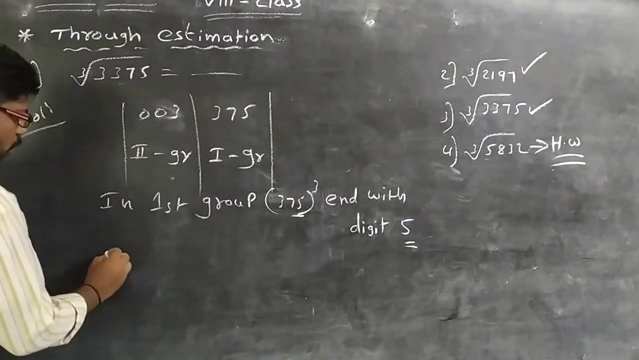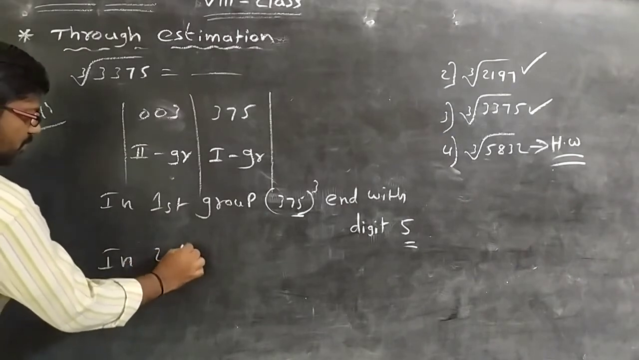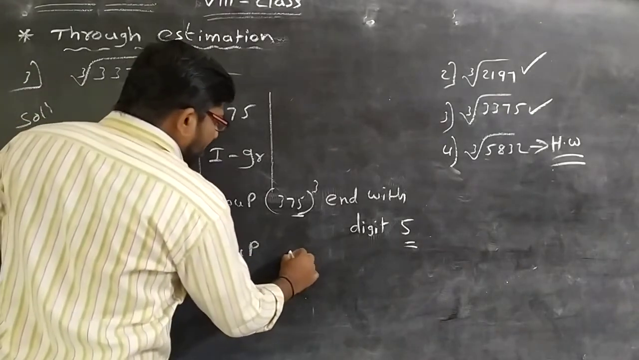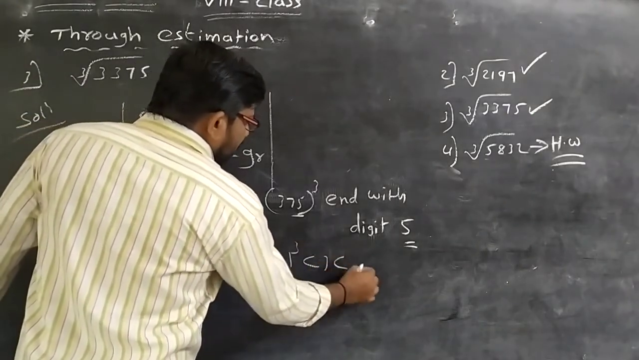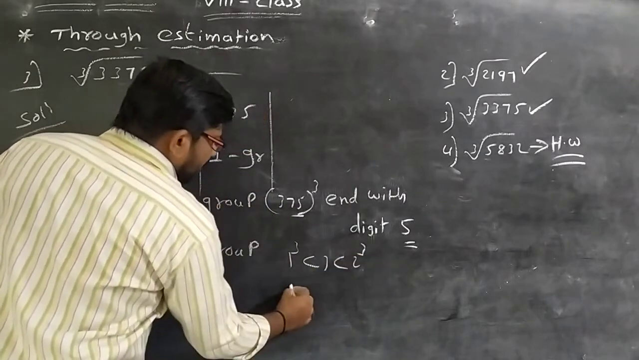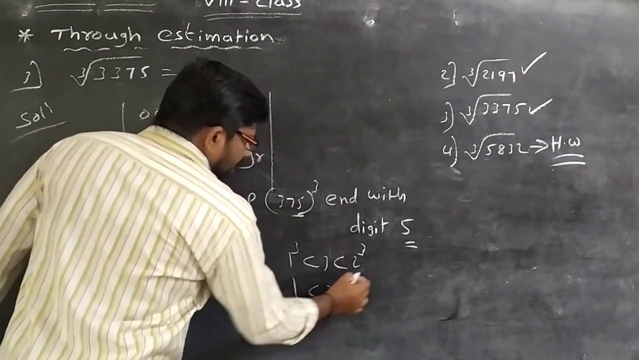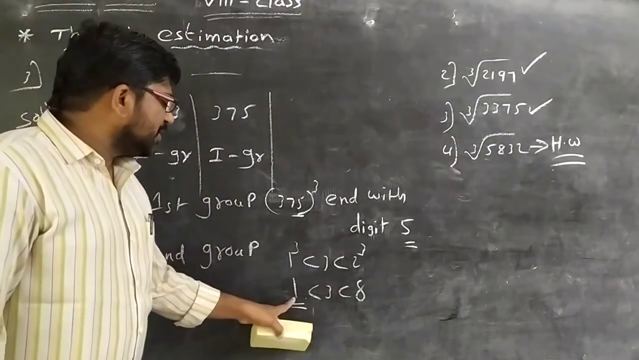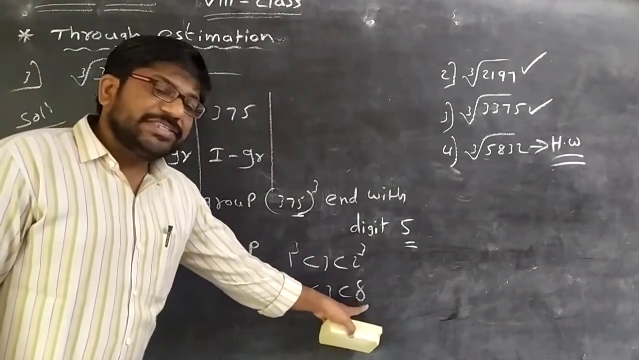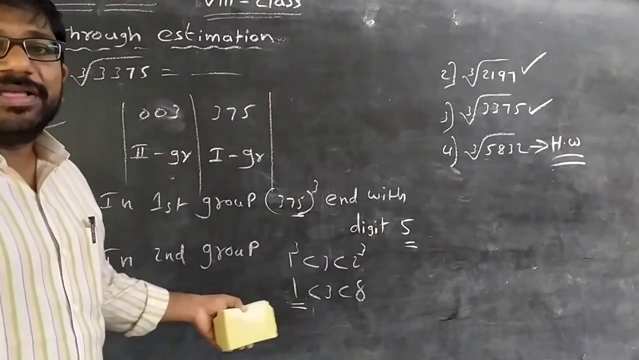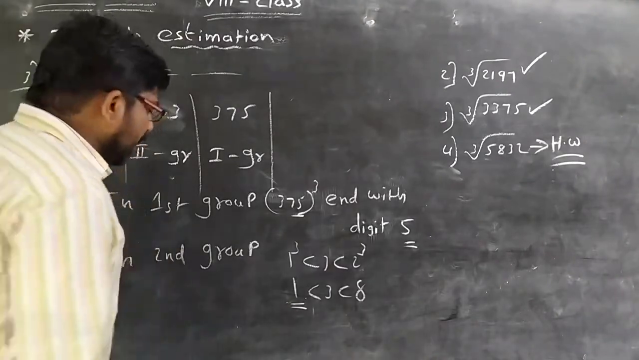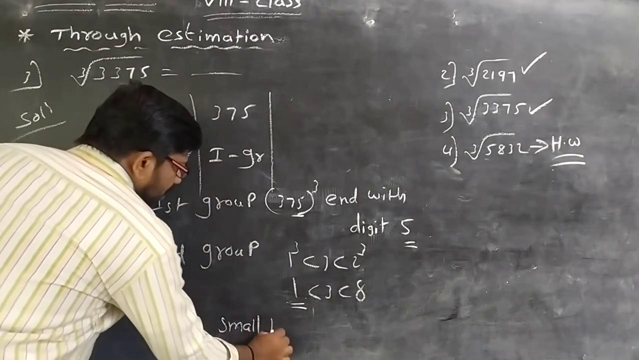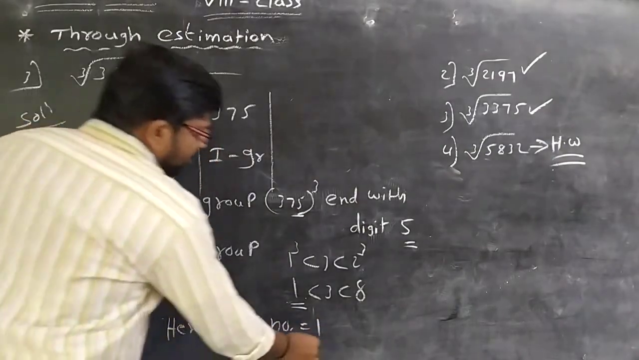Next, in the second group, the number is 3. 3 lies between 1 cube and 2 cube. Right? 1 cube, 1, is less than 3, which is less than 8. Here the small number is 1, and it comes in the tens place. 1 is the nearer number, but 8 is a much bigger number, that is greater. That's why we should take 1 only.